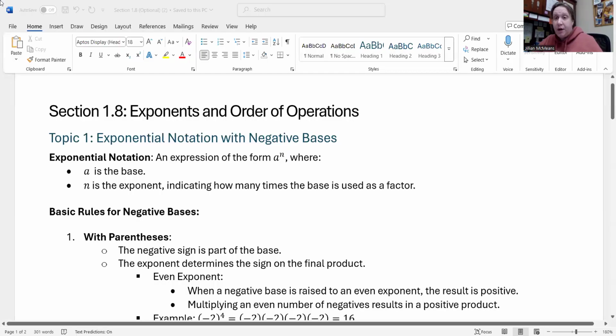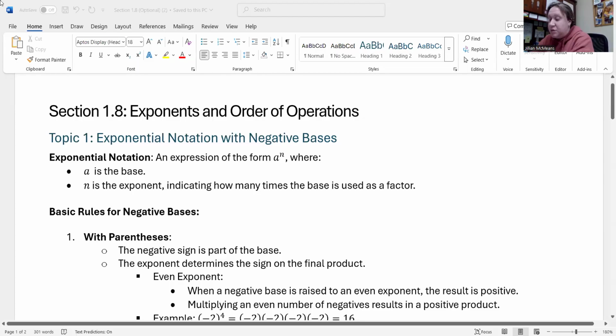So for this video, we're going to talk about exponents and the order of operations. I'm going to do just a very quick reminder of exponential notation. Then we're going to start talking very specifically about exponents that have negative bases. Then later on, we'll talk about order of operations. So right now, for topic one, we want exponents, or exponential notation, with negative bases, okay?